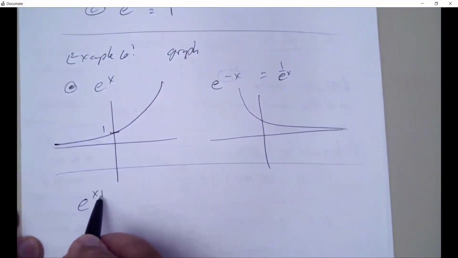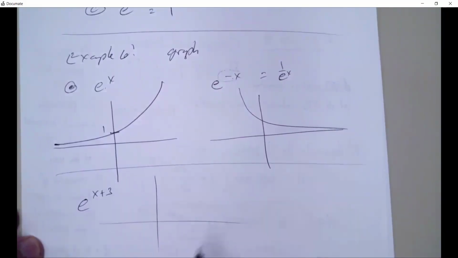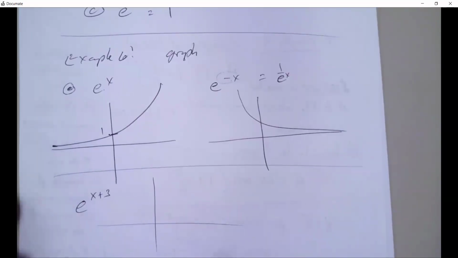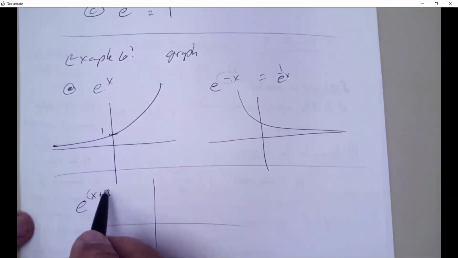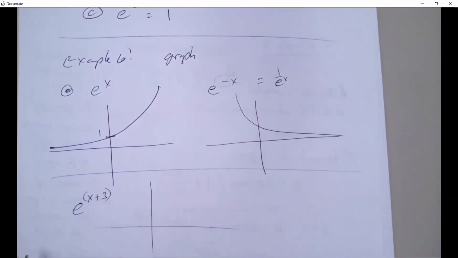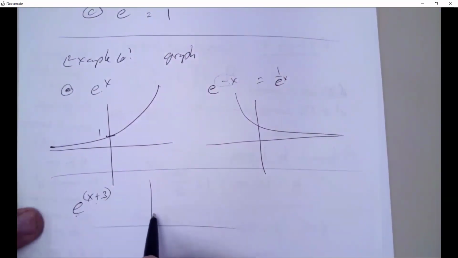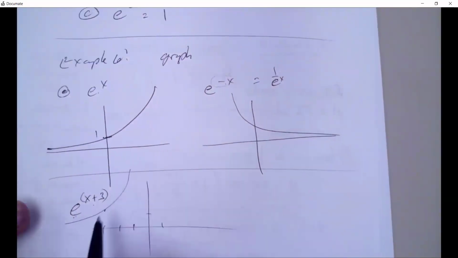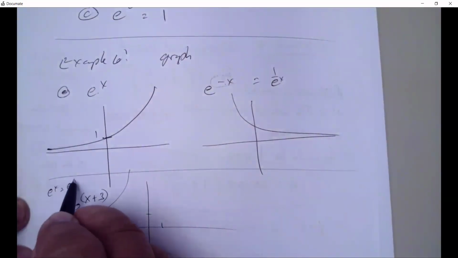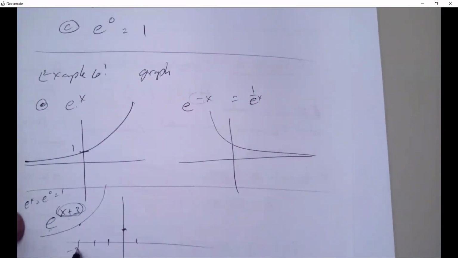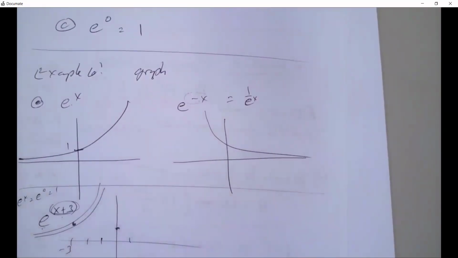e to the power x plus 3. What would that graph look like? Which direction? Up, down, left, right? No. You affect the value of x first. You're not touching the value of the function yet. This is inside the function, so it's a horizontal shift, 3 to the left. Because at e to the x, when the exponent is 0, we know it's 1. What would x have to be for this to be 0? Negative 3. So it's 1. So it'd look like this.